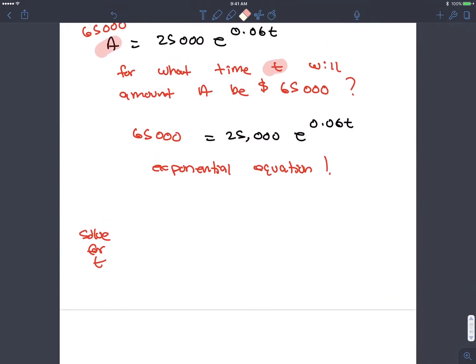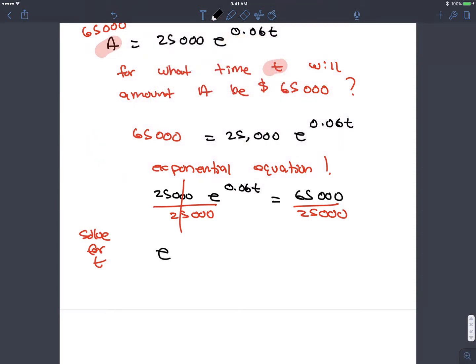We now get an exponential equation that looks like the following. So 65,000. So let's take a look here. Here's our equation. 25,000 e to the 0.06 t power is now that 65,000. So we have an exponential equation, and we're going to solve by, again, dividing by that 25,000. Cancellation here, we get e to the 0.06 t is 65,000 out of 25,000.